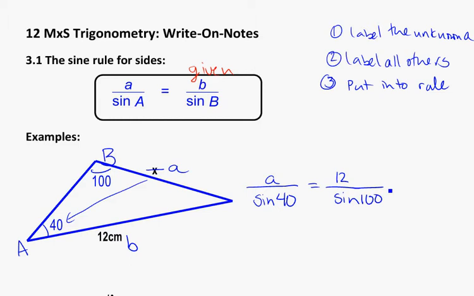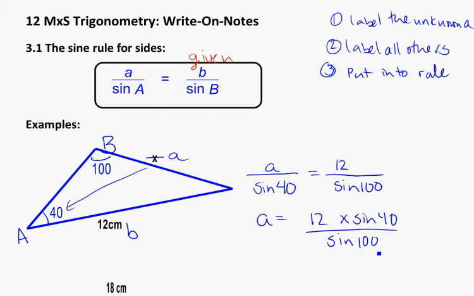Now what we have to do here is a little bit of rearranging to actually solve the problem. And if algebra kind of freaks you out, you could possibly memorize exactly what you have to do, and I'll write that down in a minute. But what we're looking for here is little a, and that's little a divided by sin of 40. So if I want to undo a divide, I can times to the other side. So I could write this as a is equal to 12 times sin of 40, all divided by sin of 100. And if you plug this into your calculator, you'll get the length for little a, and we will find that little a is equal to 7.83 centimeters.